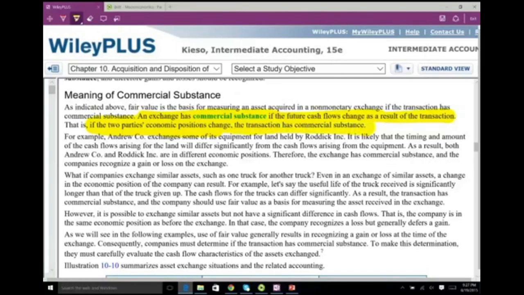Because the assumption here is this: when you are undertaking an economic transaction, the reason you are undertaking it is because it's going to improve your position. No one will undertake a transaction if their economic position doesn't just change but improve.